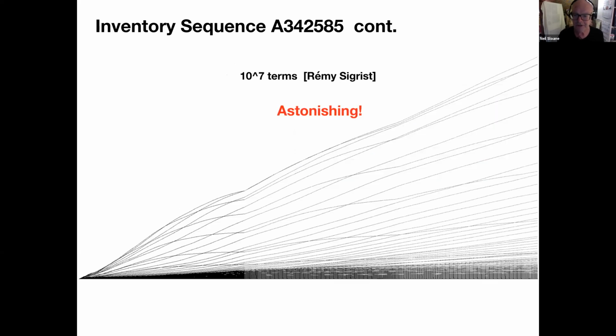So it's not that simple. And in fact, it's really not that simple at all. Here's a graph of 10 million terms that Remy Segrist created. And this is really astonishing.